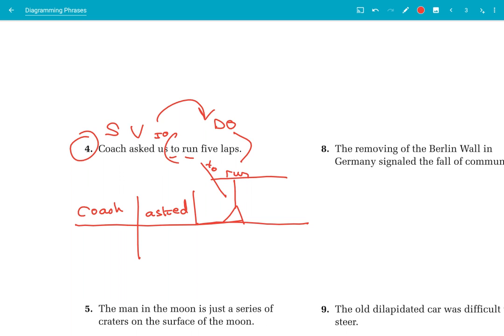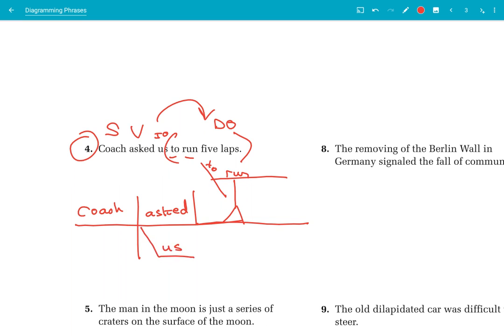Coach asked to run. Now, he asked us. We've got to put our indirect object. Remember, indirect objects always go under the verb like that. So, coach asked us to run. Now, an infinitive is a verbal. Here it's acting like a noun. It's acting like a direct object. But because it started out as a verb, grammatically, it can have an object.